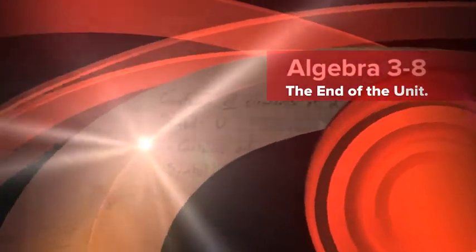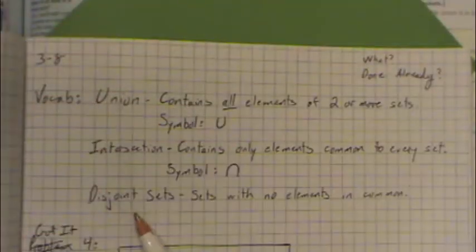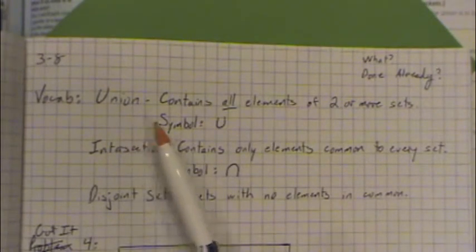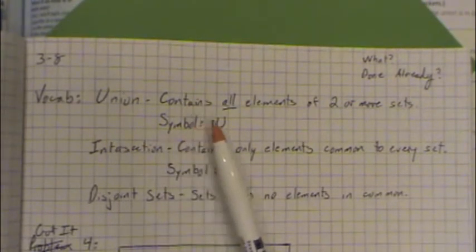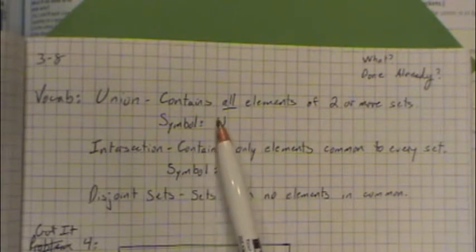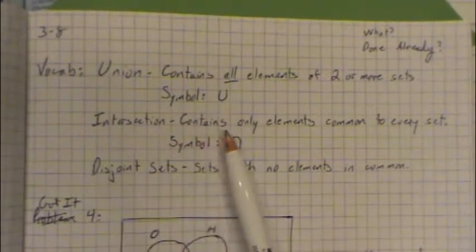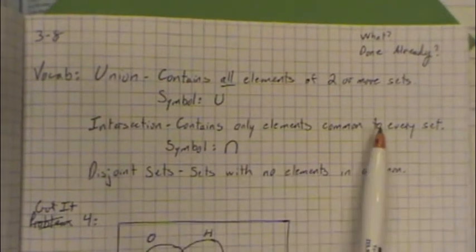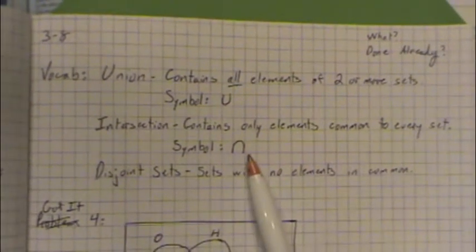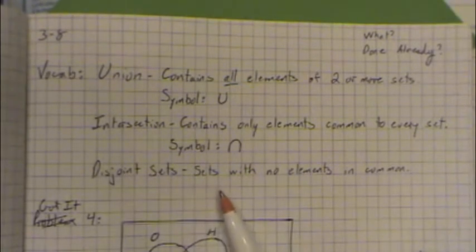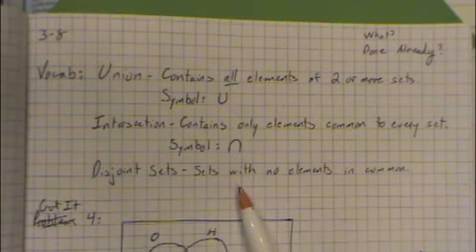So the last lesson for Unit 3, 3-8. 3 vocabulary words: union, intersection, and disjoint sets. We're talking about Venn diagrams, and the union of two sets in a Venn diagram contains all the elements. The symbol, oddly, looks like a U. Intersection contains only elements common to every set, and the symbol is the upside down U. Disjoint sets, which apparently has no symbol, are sets with no elements in common.